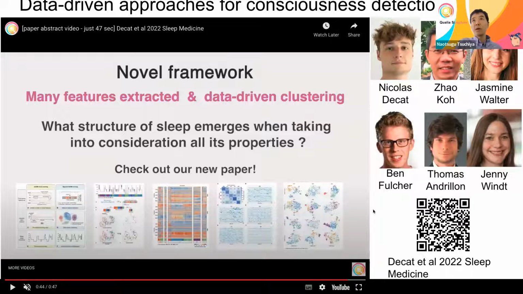And this is a collaboration with Nicholas, Cao and Jasmine, who are students, and then Ben and Thomas, Jenny. Thomas and Jenny are the sleep researchers at Monash. Thomas has now left for Paris to get his tenure job.